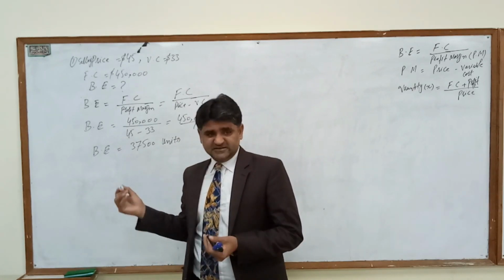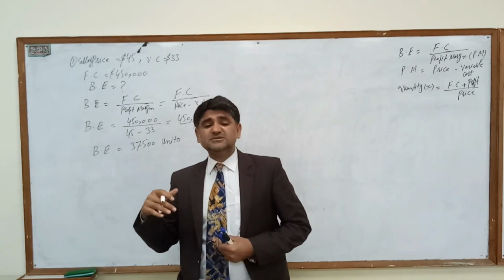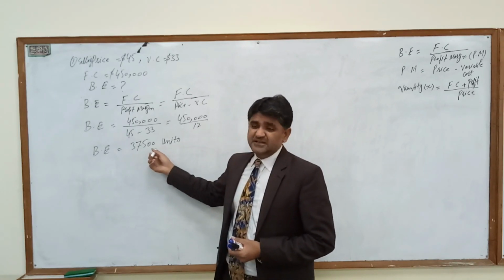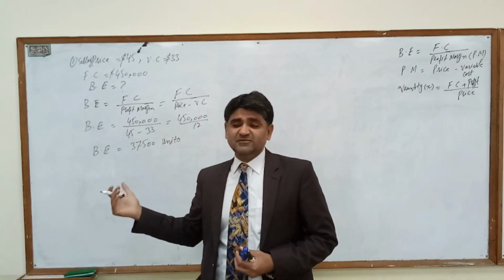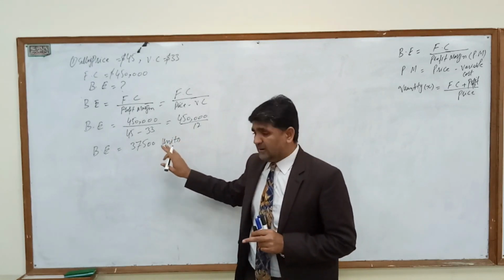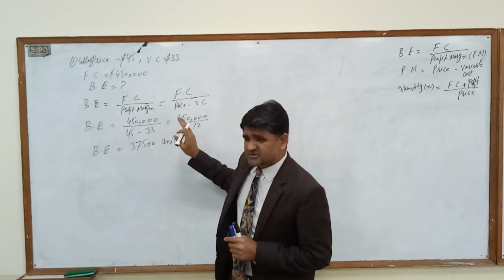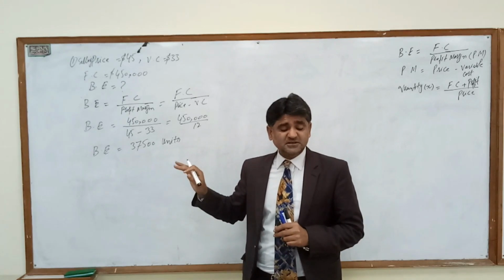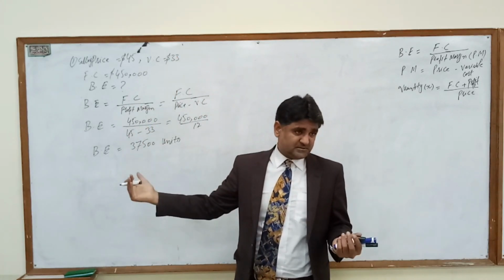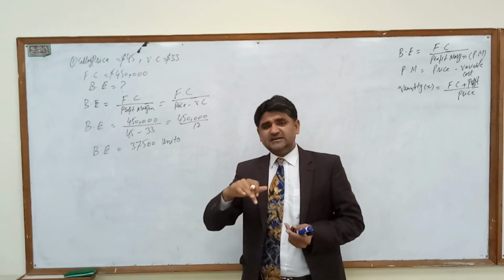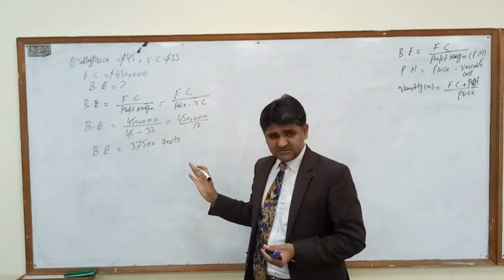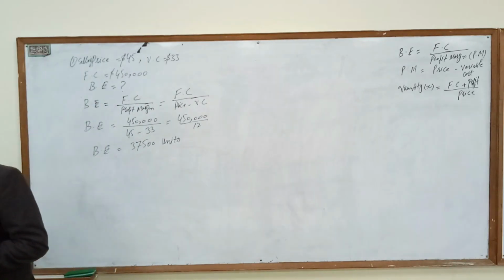How can we interpret it? If the firm sells 37,500 units, then it can reach the break even point, and there will be no loss, no profit. If the firm sells, suppose, 35,000 units, the firm will face a loss. If sales increase beyond break even, the firm will get profit. If sales are less than break even, then the firm will face loss. Got the point? Yes, sir. So that is about question number one.